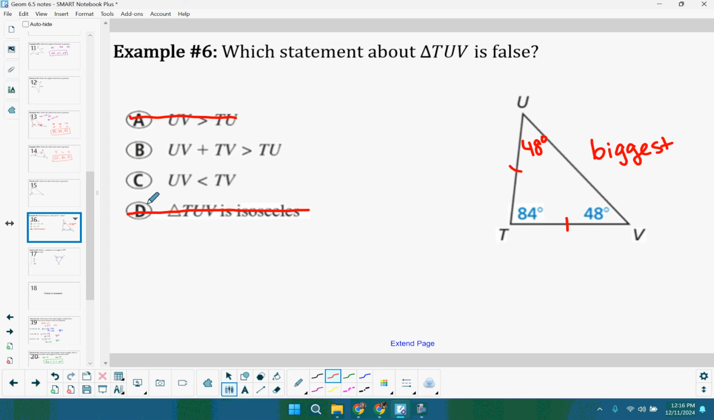If I look at C, that's the opposite. C says UV is less than TV. There's no way my biggest side can be smaller than another side. So even without checking B, I'm confident that I could say C is my true answer. We can check B. It's saying that UV plus TV is greater than TU. So if UV is the biggest side, adding anything to it will make it greater than another smaller side. So we know that's true as well, which confirms our answer is C.